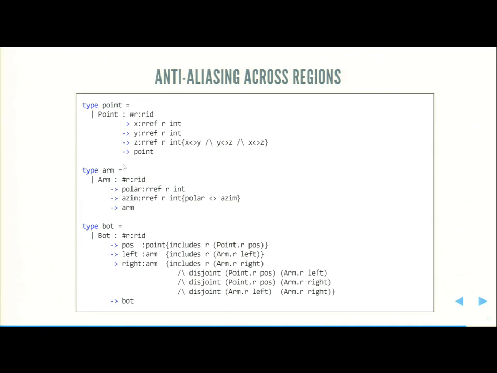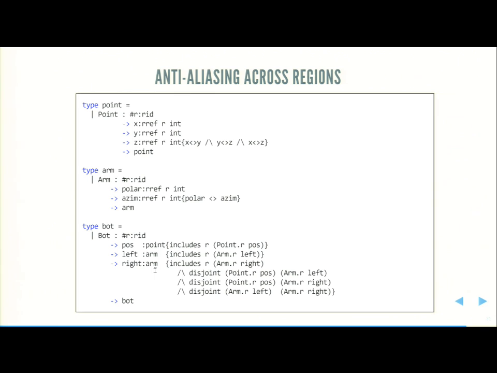And once you do, you can define the example that we had before. You can say, when I allocate a point, I'm going to allocate it in a particular region, and all my references are going to be in that region. And similarly for the arm of the robot. And when you build the bot, you can say it has a position, a left arm, and a right arm. And you have an invariant on it saying that the regions of each of these sub-objects are all disjoint.